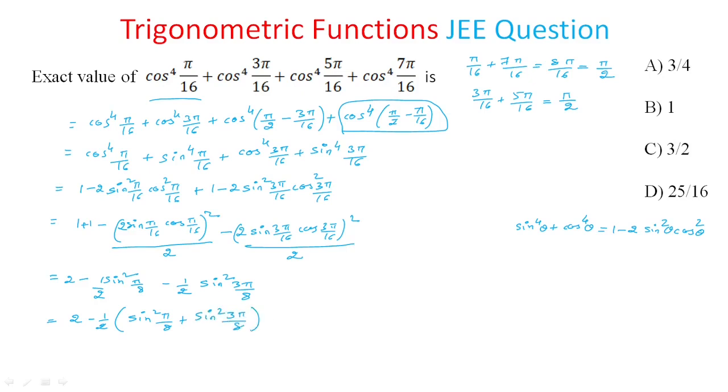Again, you observe this π/8 and 3π/8. π/8 plus 3π/8 is equal to 4π/8, which is π/2. We are observing that π/8 and 3π/8 are complementary angles. Now, this sin²(3π/8) is nothing but cos²(π/8). As I did in the first step, we can follow the same thing here. So sin²(π/8) plus cos²(π/8) is 1.